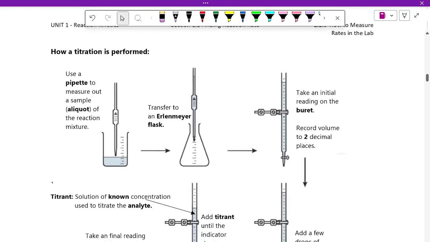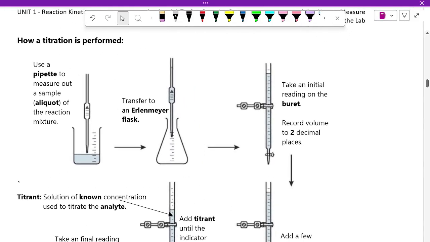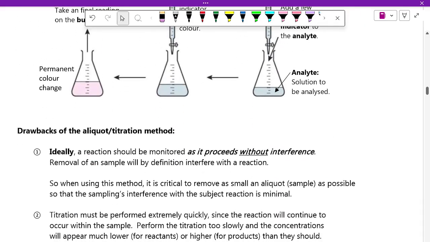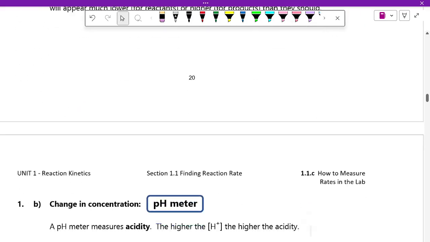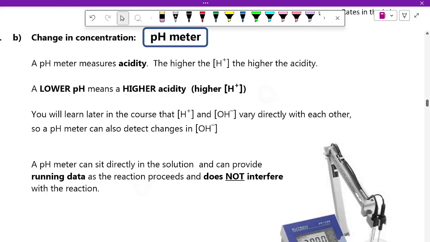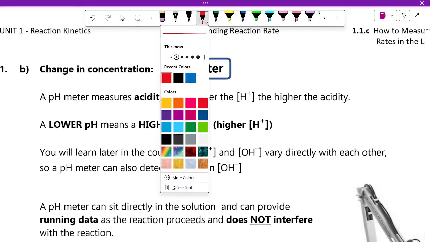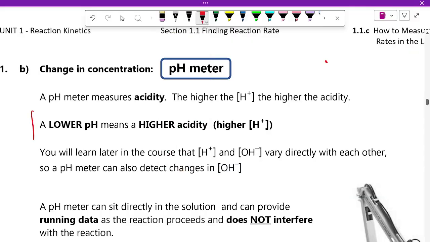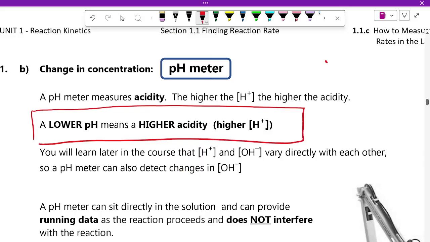Okay, excellent. We're going to skip how to do a titration. We don't care. pH meter, we already talked about what a pH is. The only thing that you should take away from this page, and so we're going to box it, is that a lower pH is a higher acidity. If you have a lower pH, you have a higher hydrogen ion concentration. They are opposite of one another.